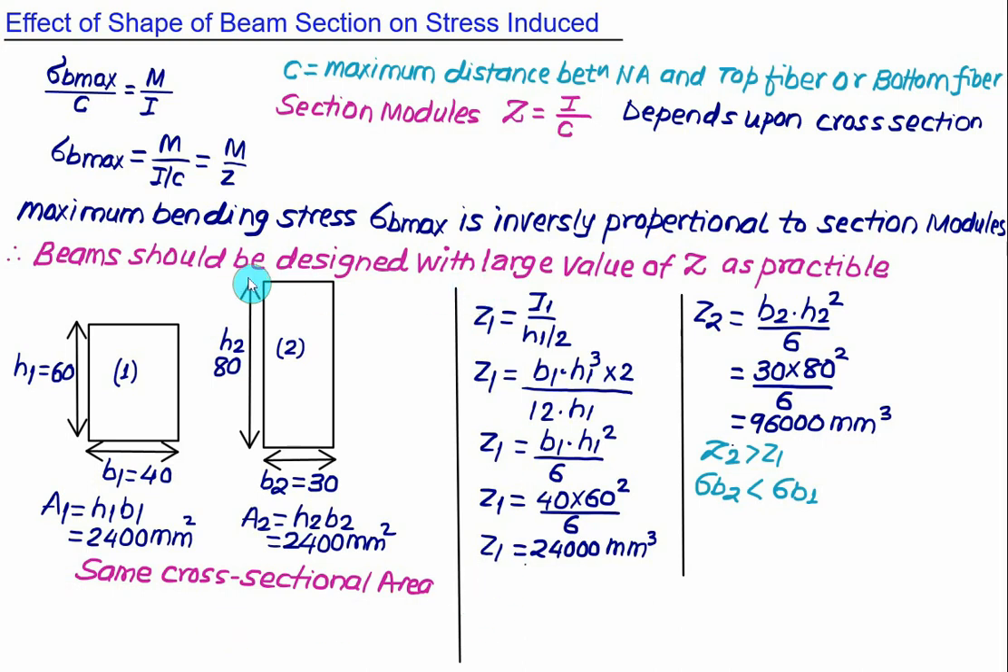Beam should always be designed with a larger value of Z as applicable, because the bending stress in the second case will be smaller as compared to the first case. Thus we conclude here that the beam with a larger depth H will have a larger section modulus and thus will be more effective in resisting the bending.